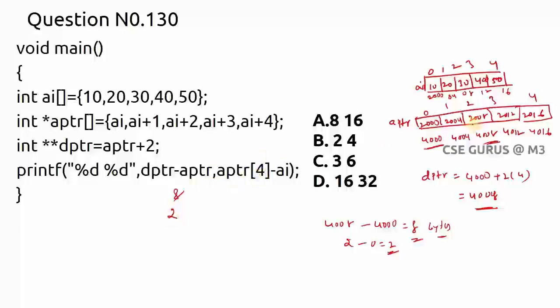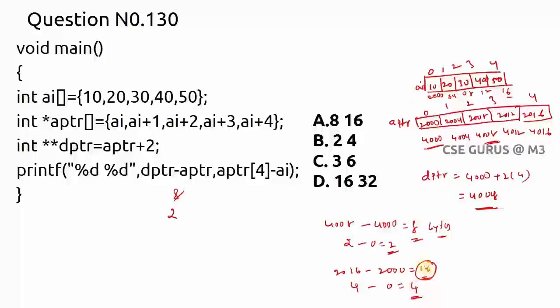Similarly, what is aptr of 4? aptr of 4 is 2016. So this is 2016 minus a. What is a? Address of a of 0, 2000. So will it print 16? No. So what is the index? 2016 is index 4, and 2000 is index 0. So 4 minus 0, 4.